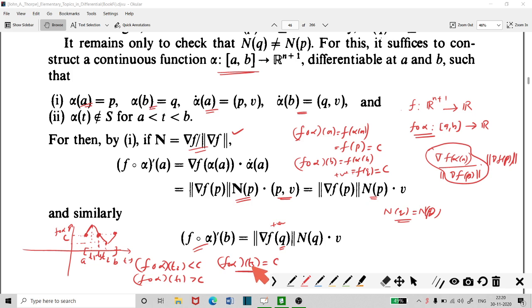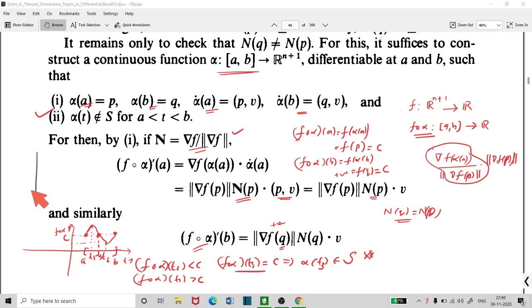Okay, so that means alpha of T3 is a point on S. So alpha of T3 is a point on this S. This is a contradiction because of 2. The similar argument can be done using the decreasing property.